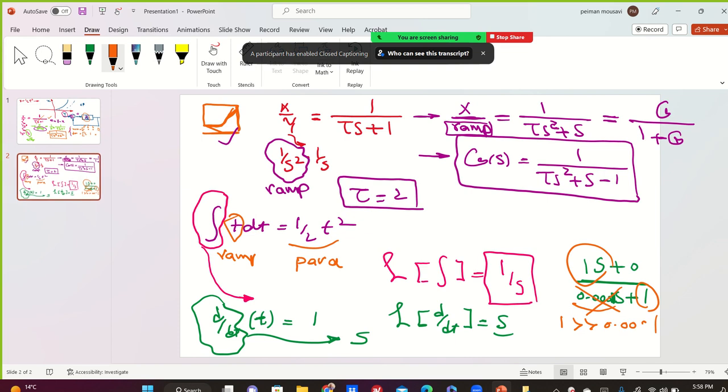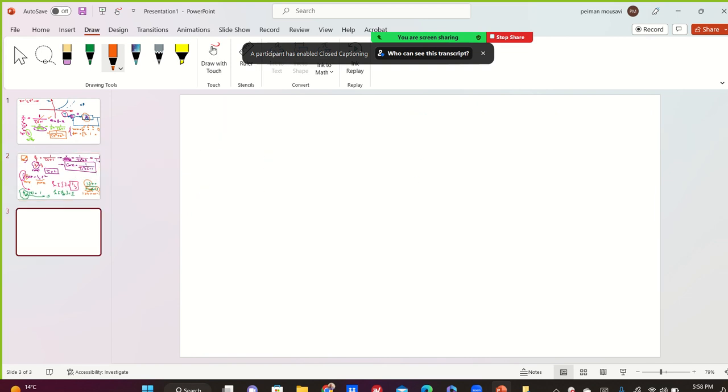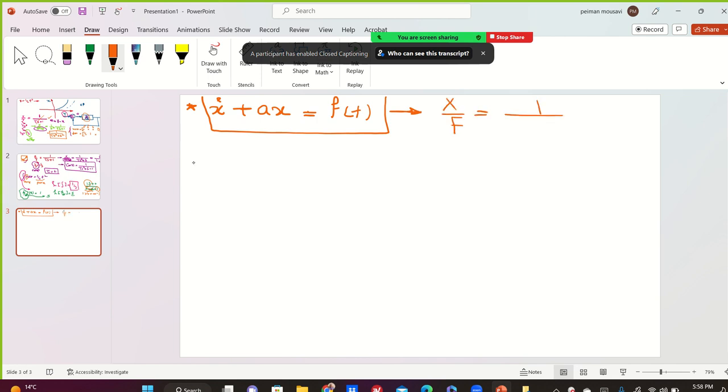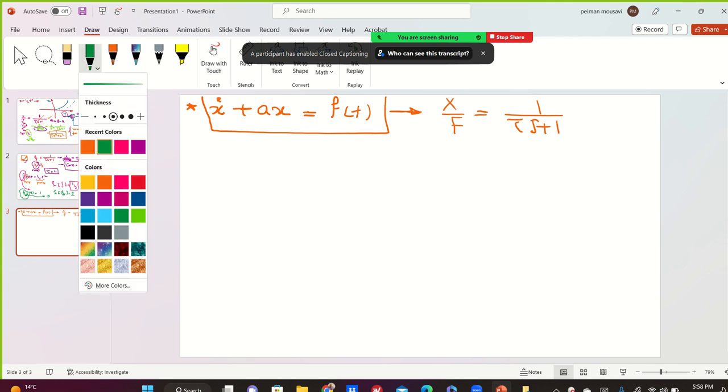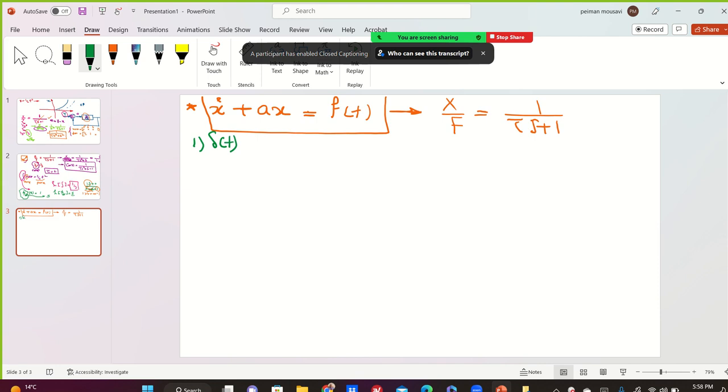Speaking in the time domain, x dot plus ax for the physical systems is equal to f of t, which is the first order system that we got, say x over f was 1 over tau s plus 1. We applied 4 inputs: impulse, unit step, ramp, and parabolic.